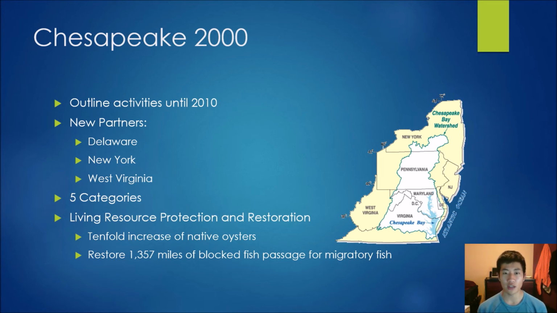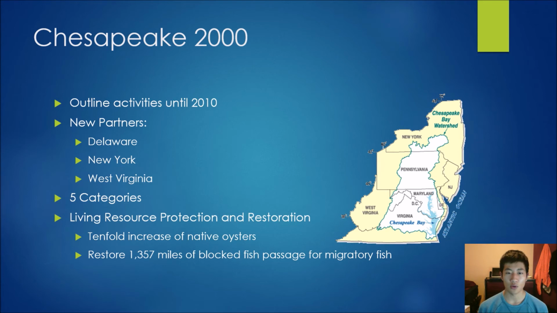So, following the 1987 agreement, Chesapeake 2000 would establish the goals and commitments for the then next 10 years. In addition to the actions, the agreement would include 3 additional states, including Delaware, New York, and West Virginia, which, as you can see, are the next closest states to the Chesapeake Bay.